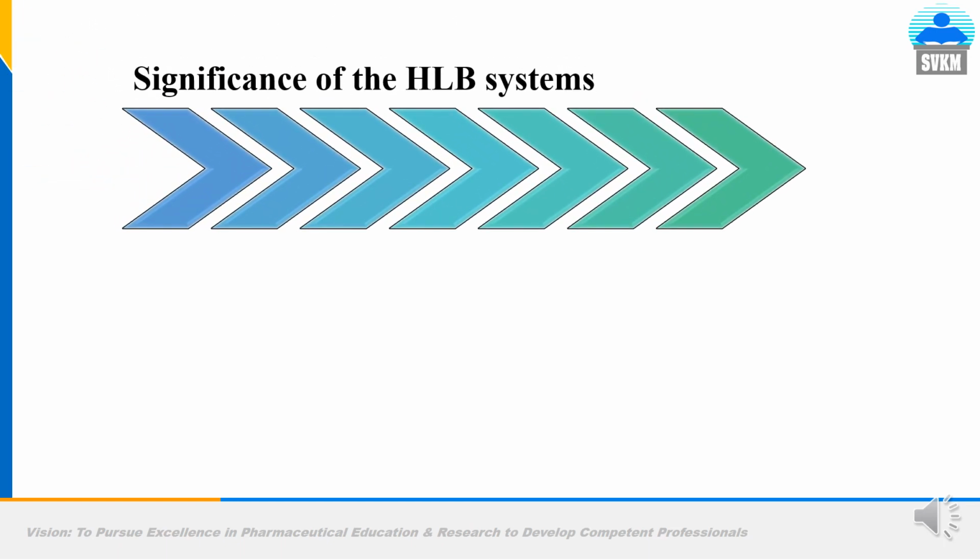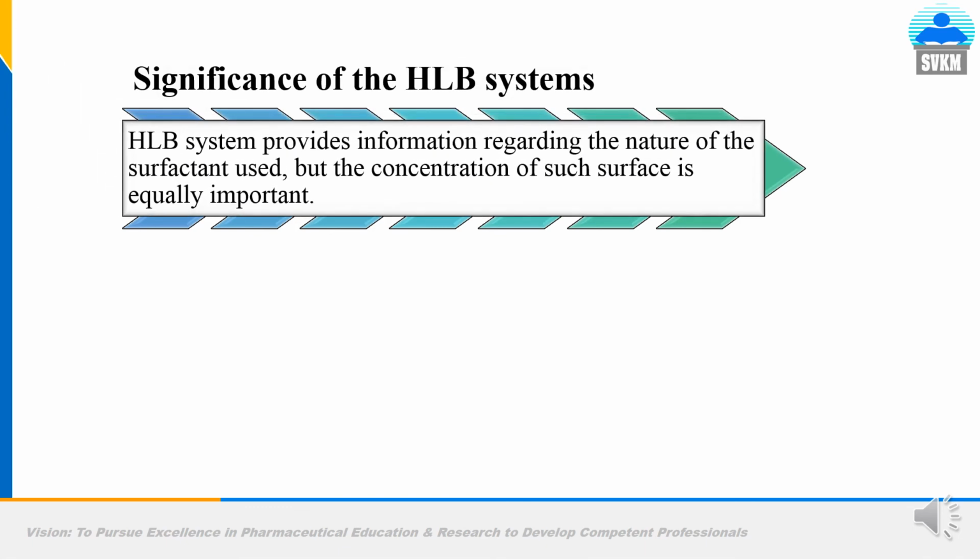Now the last important topic, the significance of the HLB system. We know that the HLB system provides information regarding the nature of the surfactant used, but the concentration of the surfactant molecule is also equally important. The HLB system only provides information regarding the nature of the surfactant molecule, that is, whether it is hydrophilic, lipophilic, or water dispersible. It gives an idea of this nature using the HLB scale.